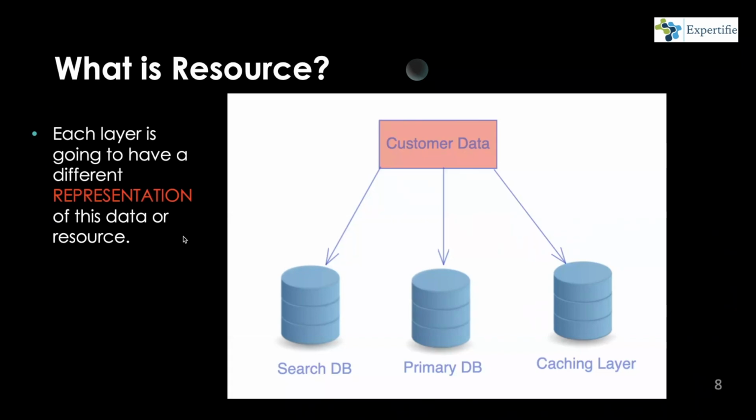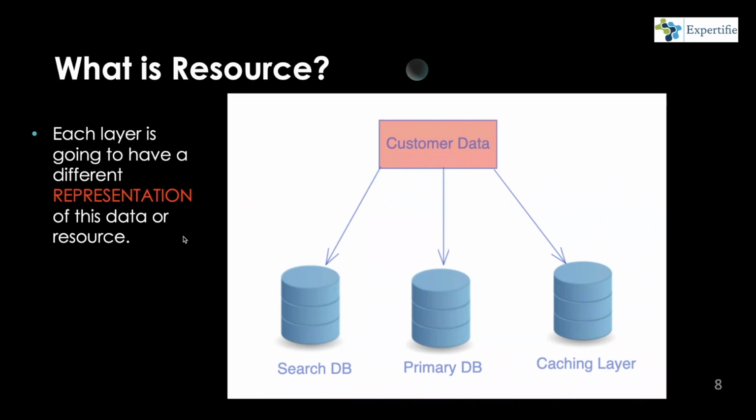So what is a resource? Let's say each layer is going to have a different representation. Let's say we have customer data, which would consist of customer ID, name, date of birth, address, and all the necessary attributes required for our customer data. It may be placed in, let's say, a search DB to return the results faster, and in the primary DB maybe Oracle, and in the caching layer. In each of these places, the data would not be kept in the same format.